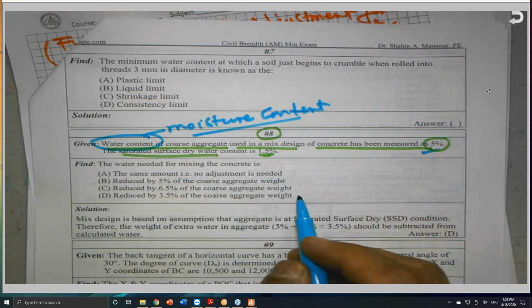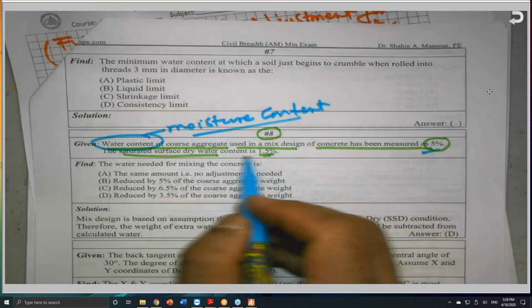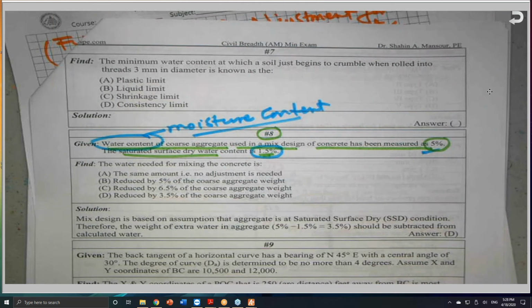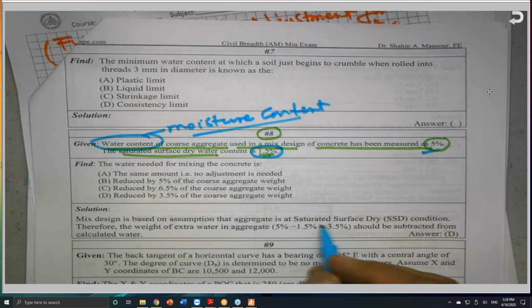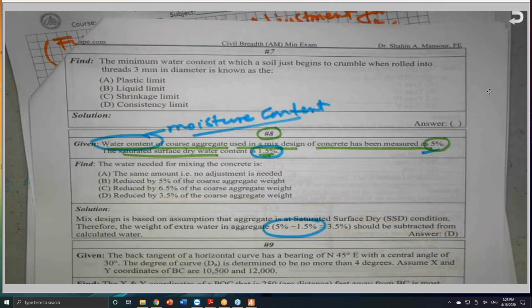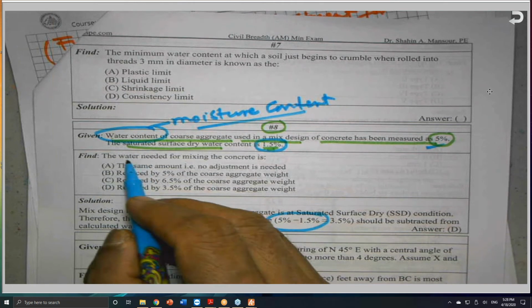5%, but the saturated moisture content is 1.5%. That means that the difference between them is going to be the excess water, or the extra water, that should be subtracted from the mixture as far as a concept. So I need you to be aware of that: the water needed for the mixing.